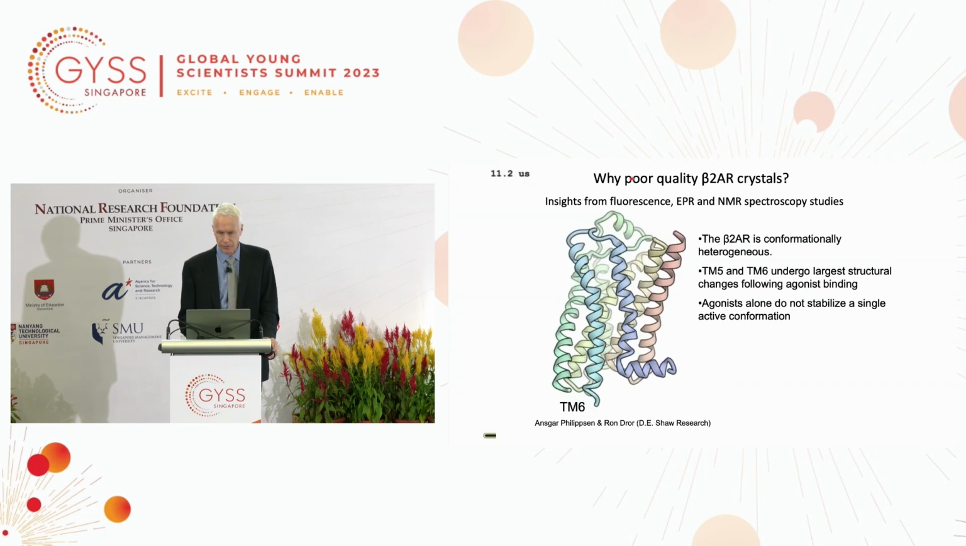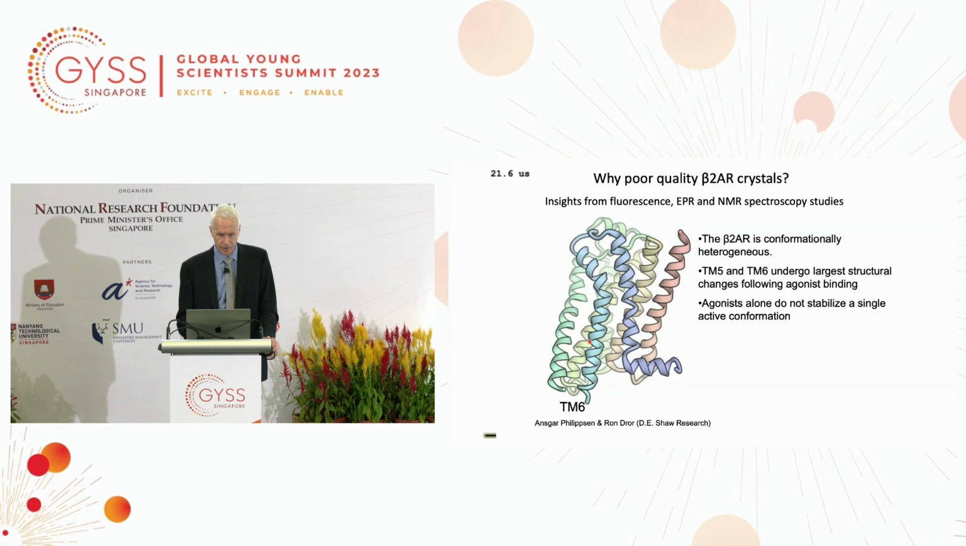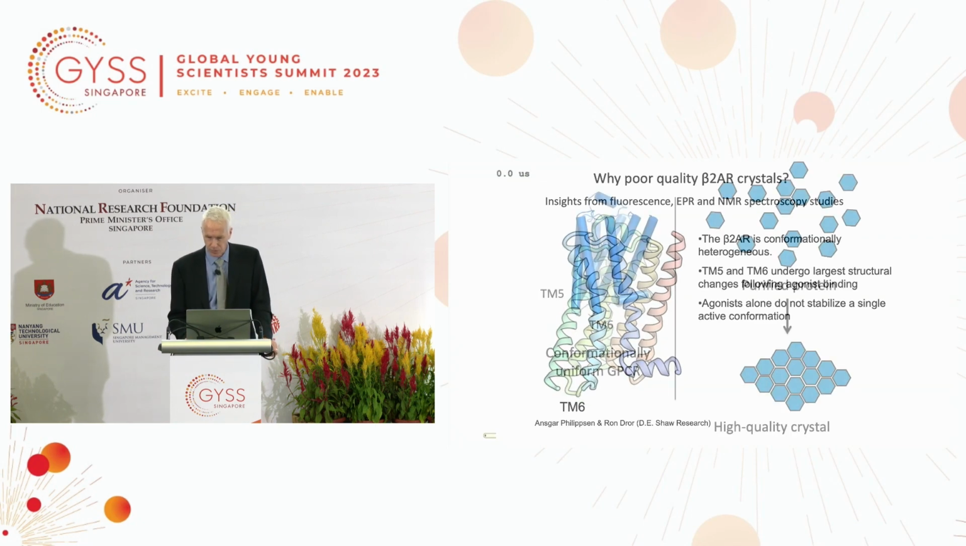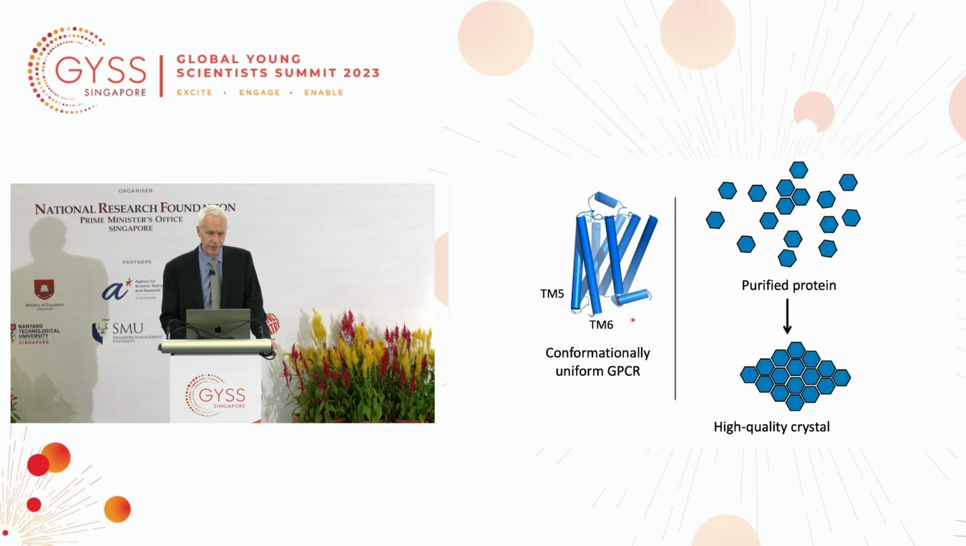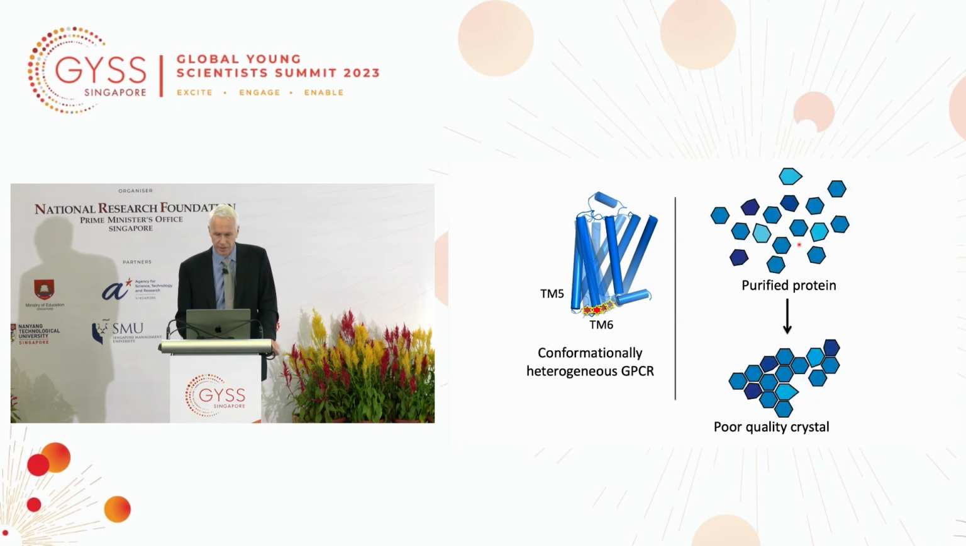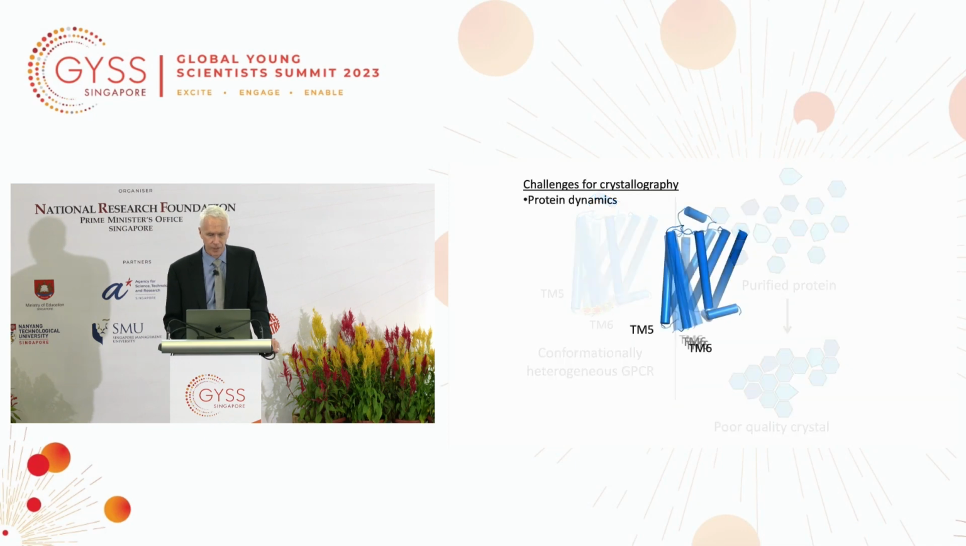We also learned from these studies that there were two transmembranes, particularly transmembranes 5 and 6, that were especially dynamic. Now, why does that make a difference? I'm going to simplify the crystallography problem by using an example of a two-dimensional crystal. If we have a conformationally uniform protein, they behave like these regular hexagons, and you can pack the hexagons nicely into an array. However, if you have a more dynamic protein, even though you have pure protein, each of these protein molecules might look slightly different from its neighbor. As a result, you have a poor crystal quality. So we had to try to overcome these problems.